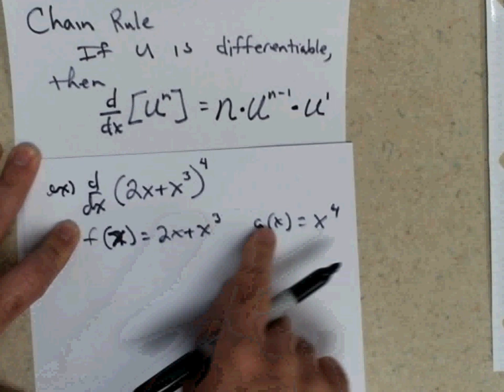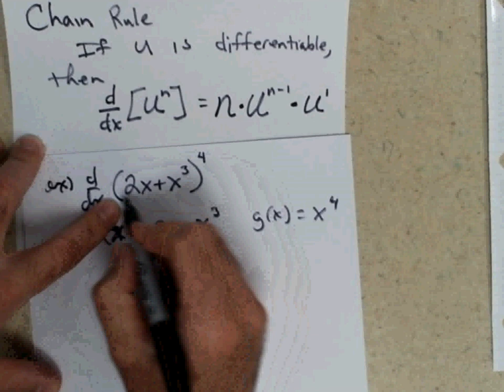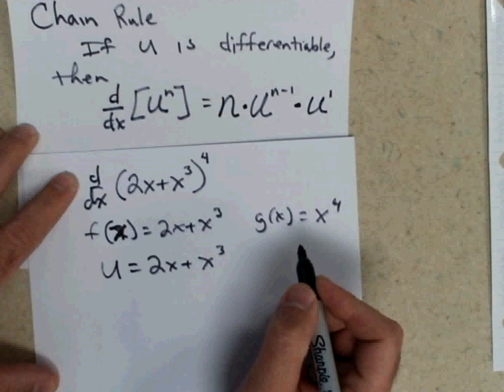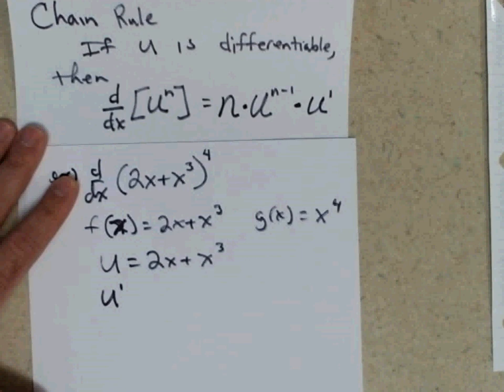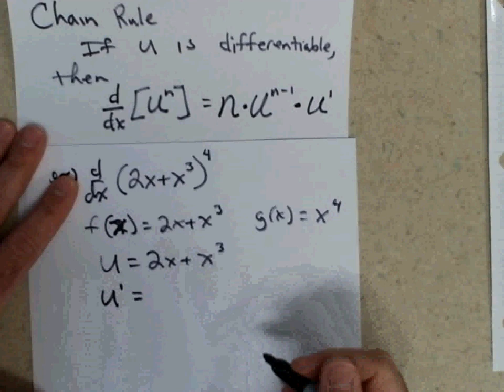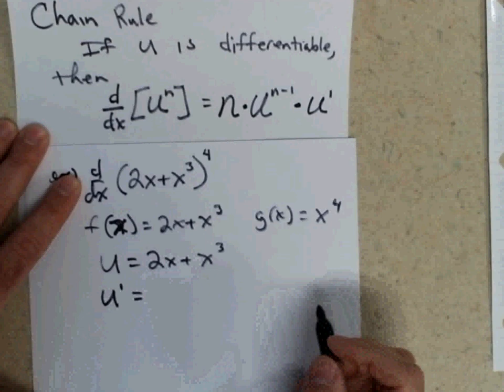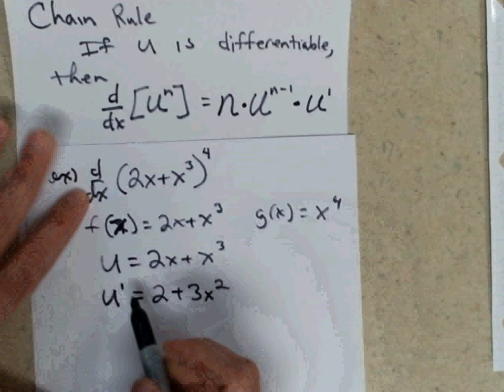So what we're going to do is call u the inside. So I'm going to say u equals 2x plus x to the third. Now, the moment you have u, and this is true for the rest of the year, the moment you write down u equals, you have to write down u prime. It's just automatic. You don't even have to think about this step. So what is u prime? The derivative of u, you would write down. Hopefully you said this is 2 plus 3x squared.